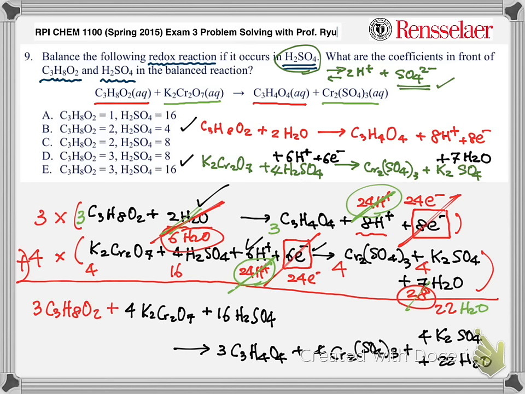Okay, so we are done, and going back to the question: what is the constant in front of C3H8O2, which is this one? That's the one. So this is a 3. And for H2SO4 in here, it's 16. So this is a 1. So the answer for this one is E. That will be the answer. Thank you.